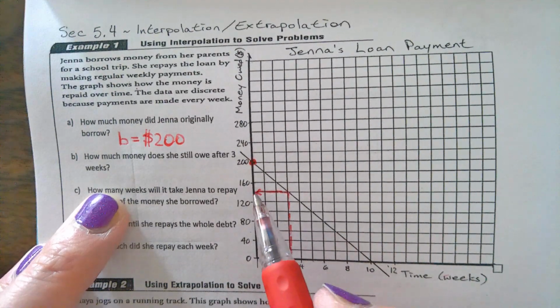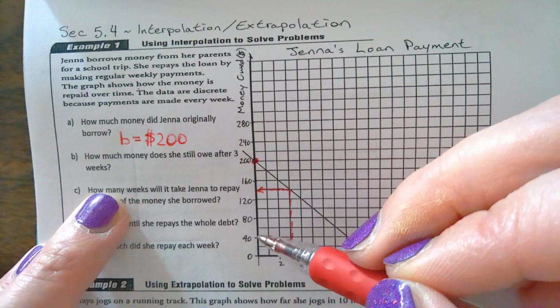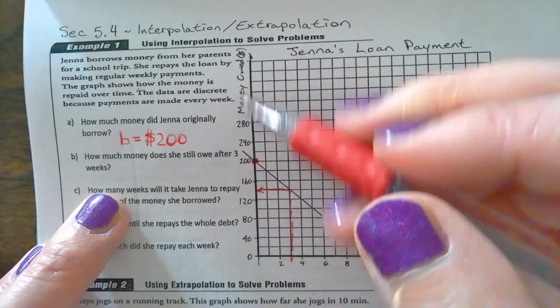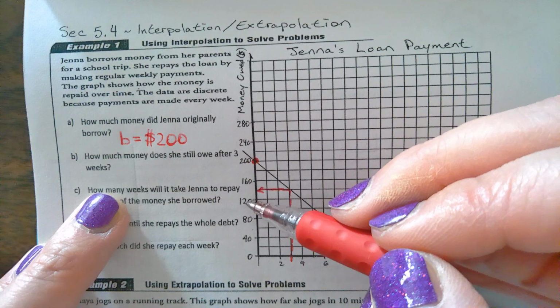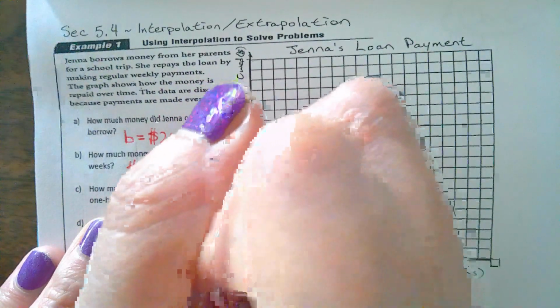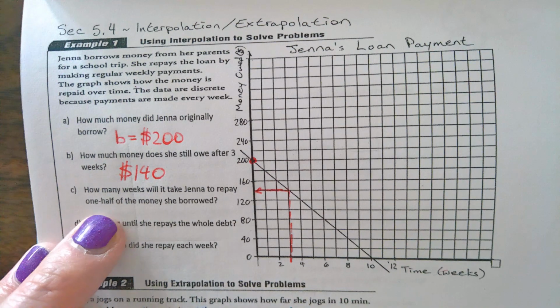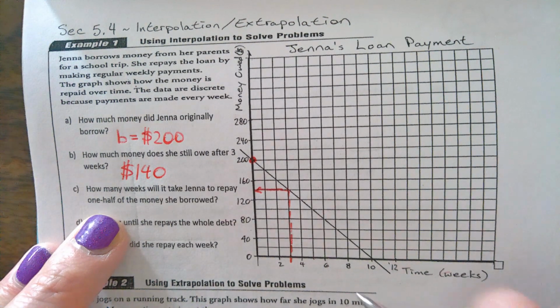How much money did she still owe after 3 weeks? 140, right? Because remember, you're not counting the number of boxes, you're looking at the scale. You always go by the scale. So between 120 and 160, it's $140. How many weeks will it take for her to repay half the money? Half the money meaning 100.